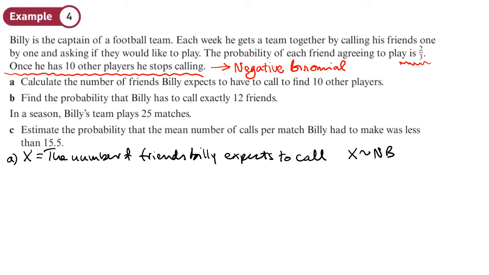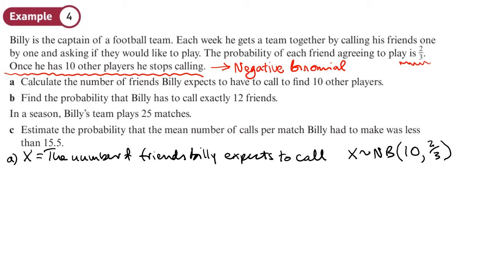Now, whenever we have a negative binomial, we need two things. We need R and P. Now, R is going to be the number of successes at which point we stop. So when I've got 10 successes, I stop, so R is 10. And what's the probability of success? Well, it's 2/3. So the parameters for the negative binomial are R and P.